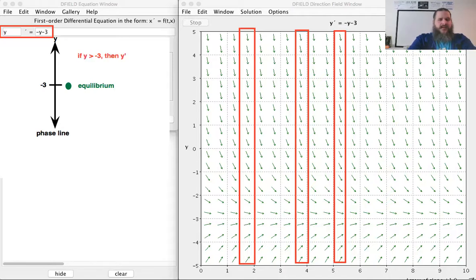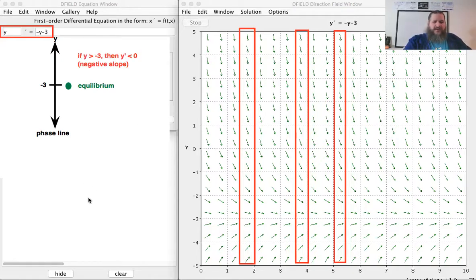Say that one more time, sorry. If y is greater than negative 3, if you plug in any value for y that's above negative 3, what sort of value do you get as a result for y prime? A negative slope. Excuse me. Yeah, you're going to get negative because we're plugging in a larger value for y, but then we're making it negative or taking the opposite. So in general, if you plug in any value greater than negative 3 for y, then the resulting y prime is going to be negative. In other words, we get a negative slope.